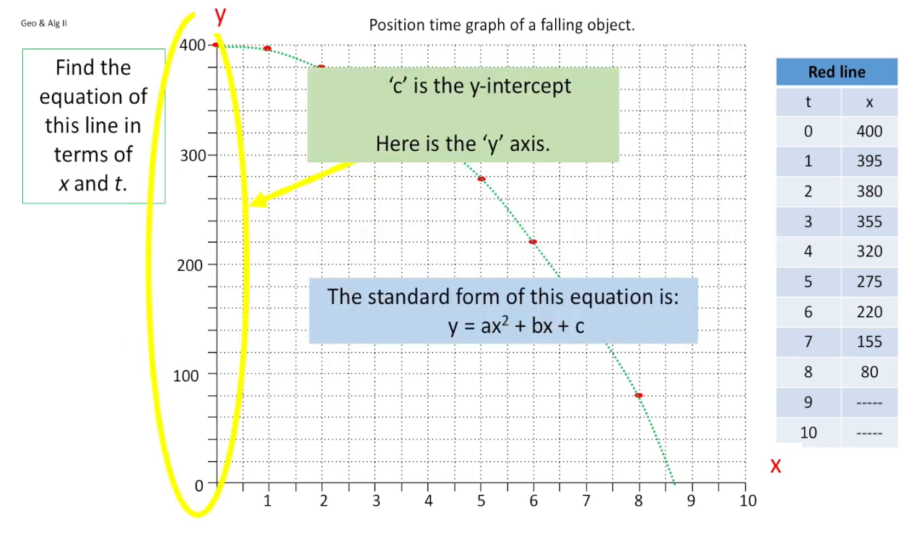First, finding out c. C is the y-intercept. I've circled the y-axis, and the y-intercept is the location where the line intersects the y-axis. So you should now be able to record what you think the value is for c.